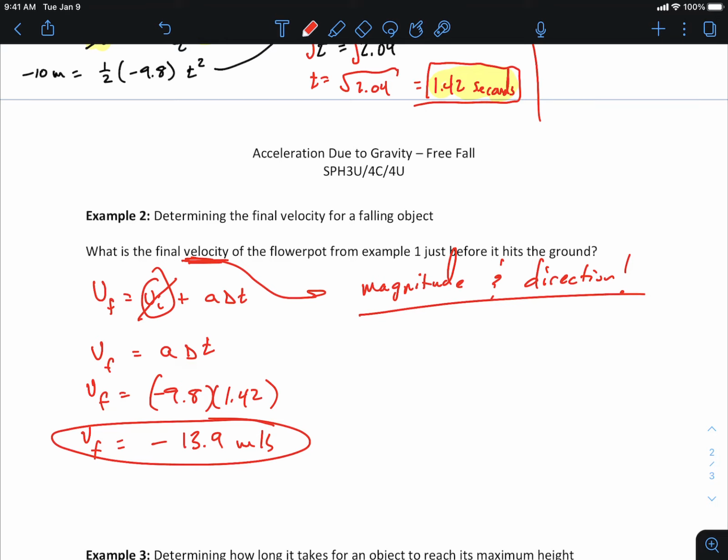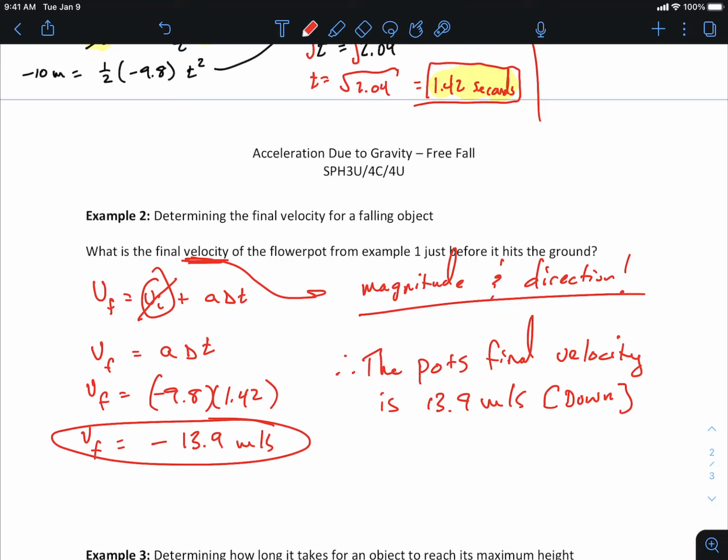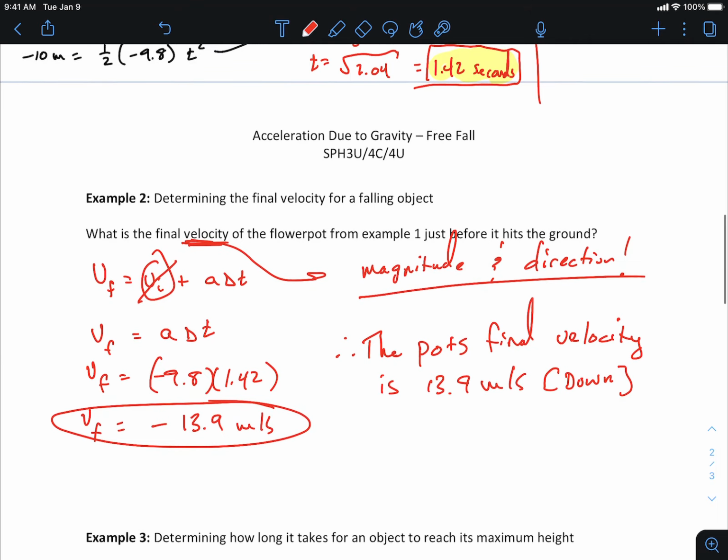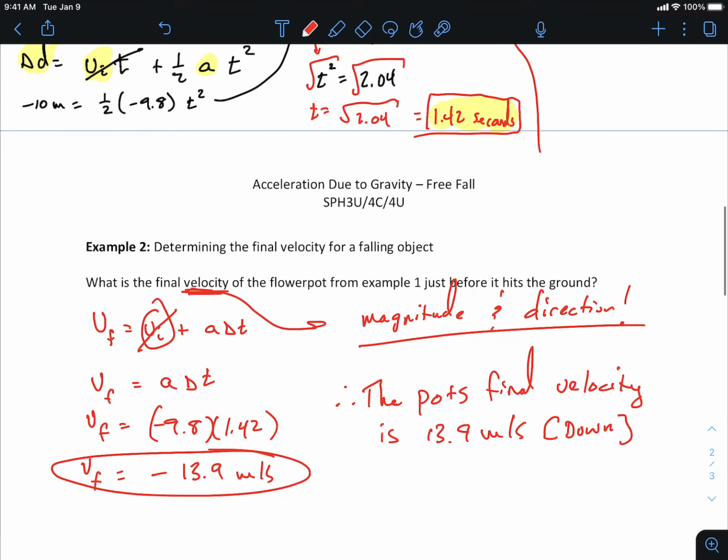Right? And so you're going to have to say, okay, well, therefore my final velocity, or the pot's final velocity, not my velocity, oh my goodness, 13.9 meters per second down. Okay, that's what the negative means. The negative implies that it's going down, right? And that's it.